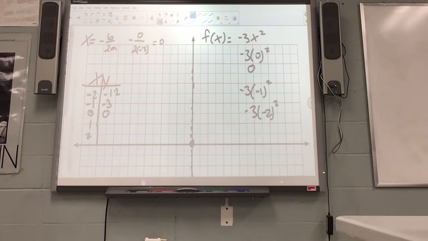Okay, now I'm down here to my 1, and this is just like with the V's. I'm expecting some magic here when I plug my 1 in, because this is in the middle. So negative 3 times 1 squared. 1 squared is 1 times negative 3 is negative 3. Okay, let's see if our 2 gets us negative 12. Negative 3 times 2 squared. 2 squared is 4. 4 times negative 3 is negative 12. Alright, so all we gotta do now is plot those, and we've got our parabola.